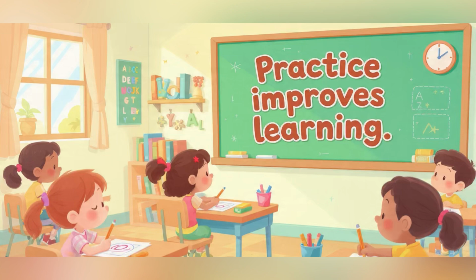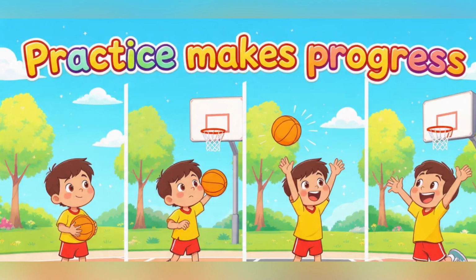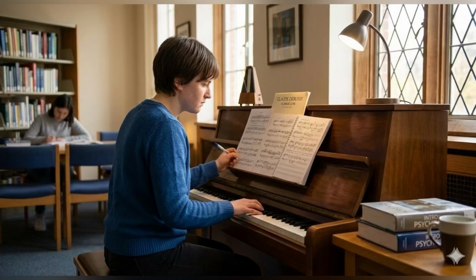Several visuals show students practicing different skills. One student practices writing letters repeatedly in a notebook. Another child practices basketball shots on a playground. At first, the child misses many shots, but gradually the accuracy improves. Another visual shows a student practicing piano every day. Through repetition, the student becomes more confident and skilled. So, these visuals demonstrate that learning becomes stronger when people repeat tasks regularly.